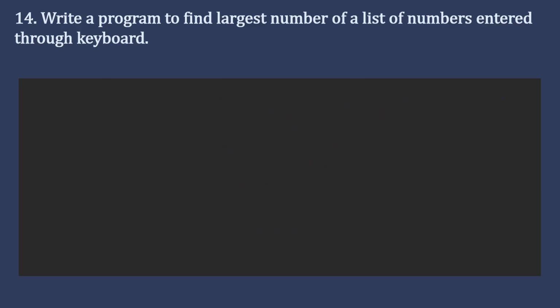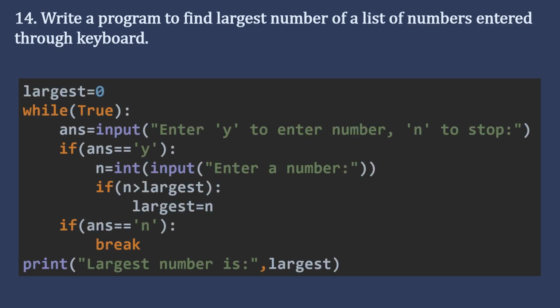Now write a program to find the largest number of a list of numbers entered through the keyboard. As we had done in some previous programs, how to enter multiple numbers at runtime through the keyboard, we can do that by using a while loop. So you can give the condition while True, that means you are directly passing True within the while loop, so the while loop will start executing. It will ask the user to enter the character y or n, y to enter a number and n to stop. So that character will be stored in the variable ans.